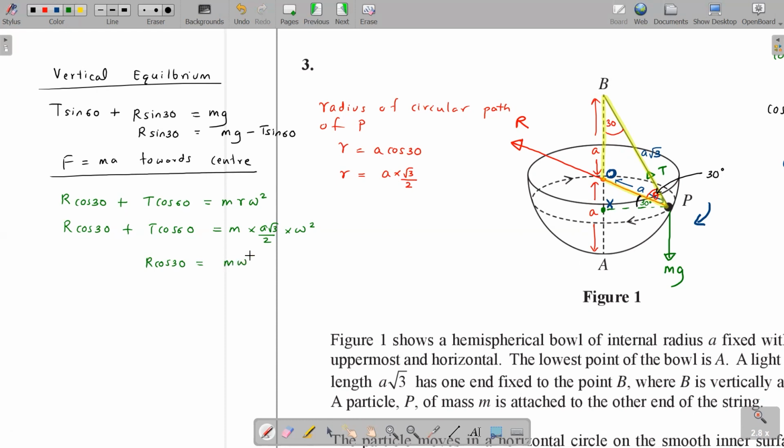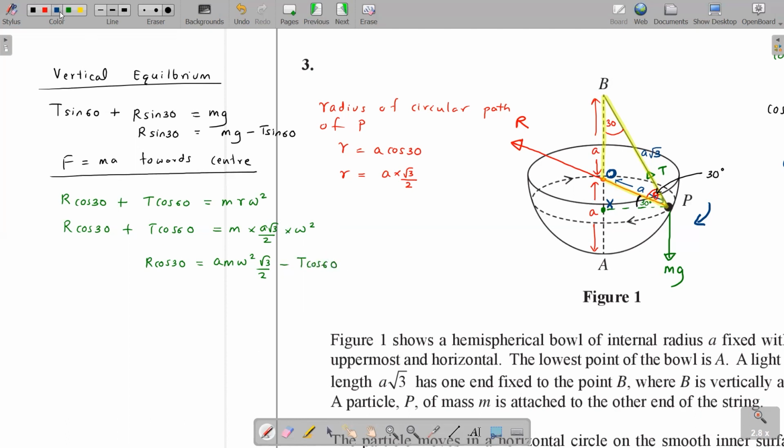is m omega square, a root 3 over 2, minus T cos 60. Is that okay? We take the minus T cos 60 to the other side.